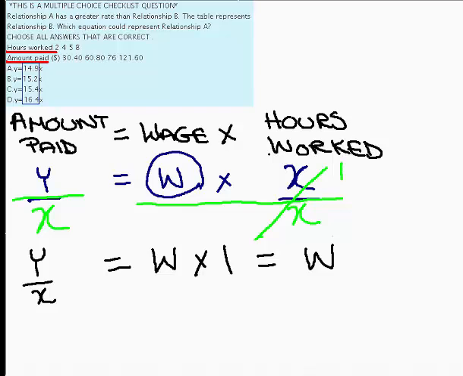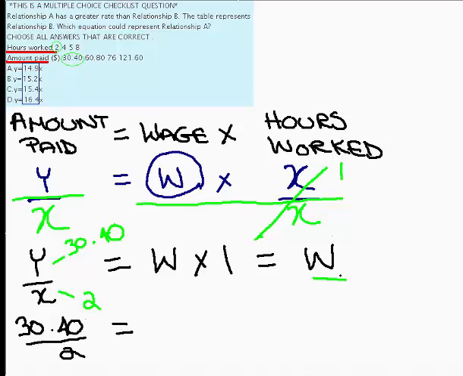Since we know that y represents the amount paid and x the hours worked, which are two variables for which the numbers have been given in the table above, we can simply take the number 2 for hours worked, for example, and plug that number into the variable x, and use the amount paid that corresponds to the hours worked, which in this case is $30.40, to solve for w. So let's rewrite this equation as $30.40 divided by 2, which simply equals 15.2.